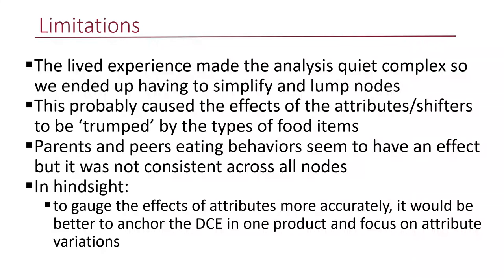But to the extent that the aim was to try and find the effect of placement or price or whatever, we didn't get extremely compelling results on this front. Again, parents and peer effects were not strong, as I said, and sometimes ran against what we predicted. And in hindsight, we think that to gauge the effects of attributes more accurately, it would be better to anchor the DCE in one product probably, rather than this multitude of products that we looked at, and focus on the attribute and variations themselves, rather than trying to account for both attributes and product variability at the same time.